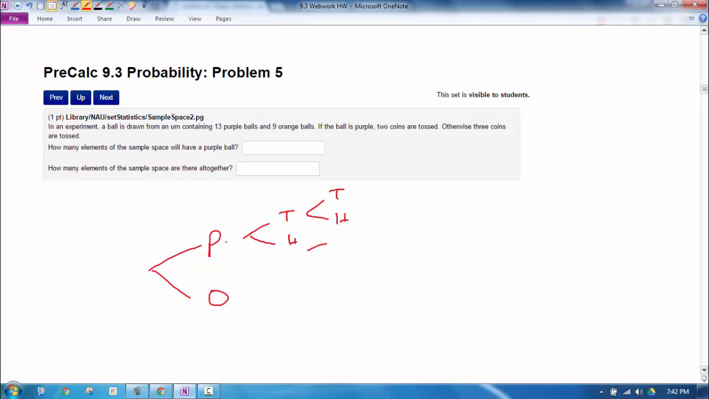So if we multiply the branches of this, there's 13 ways we can get a purple. There's 2 here and 2 here. So if you multiply those together, you get 52. That's the sample space for the purple ball.